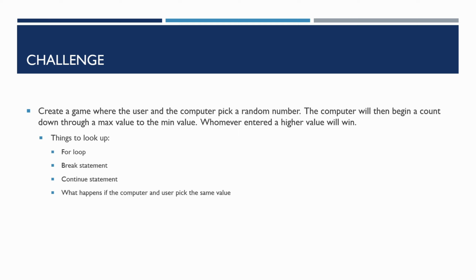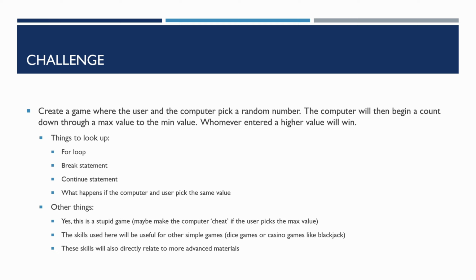So some things you need to consider, or things you'll need to look up to be able to do this. You'll need to look up a for loop, because that will be the loop you need to run to get part of this to work. You'll need a break statement and a continue statement for each of the possible outcomes. And you also need to consider what happens if both the user and computer pick the same number.